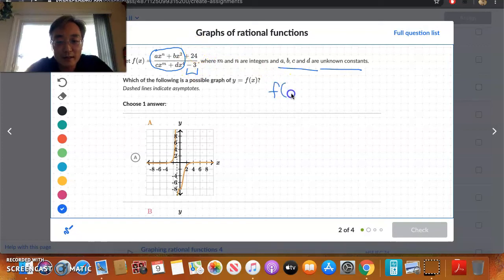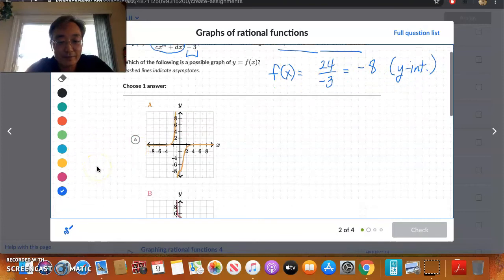So if we now simplify this function to 24 over negative 3, that just gives us negative 8. And that's our y-intercept. That's the only thing that we know. So we have to find a graph that has a y-intercept of negative 8.